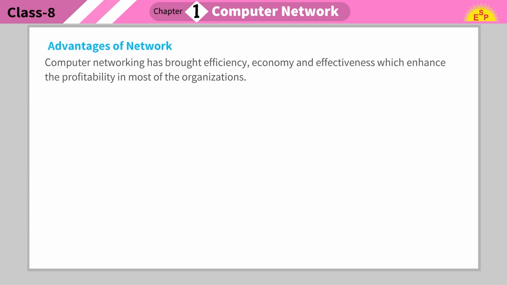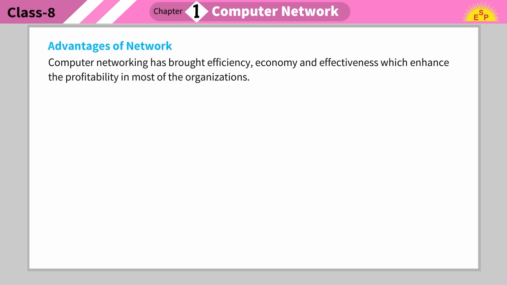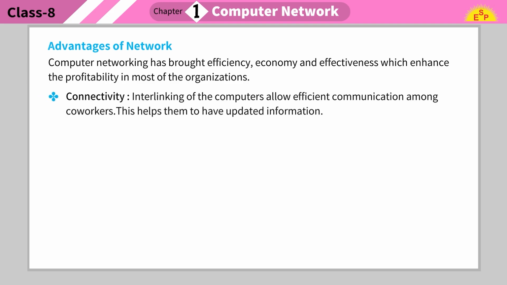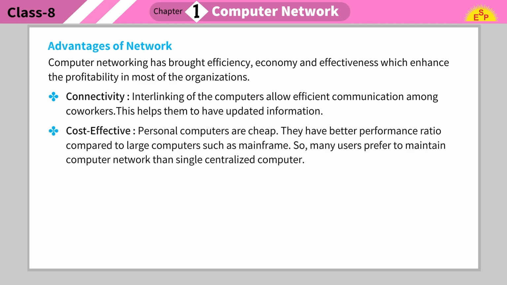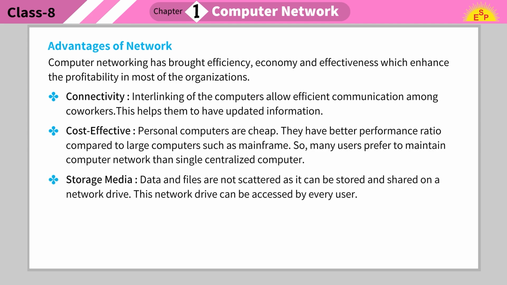Advantages of network. Computer networking has brought efficiency, economy and effectiveness which enhance the profitability in most of the organizations. Connectivity: interlinking of the computers allows efficient communication among co-workers. This helps them to have updated information. Cost-effective: personal computers are cheap. They have better performance ratio compared to large computers such as mainframe. So, many users prefer to maintain a computer network than a single centralized computer. Storage media: data and files are not scattered as they can be stored and shared on a network drive. This network drive can be accessed by every user.